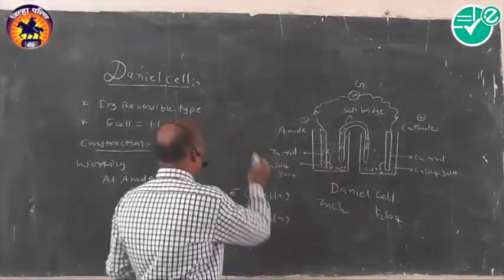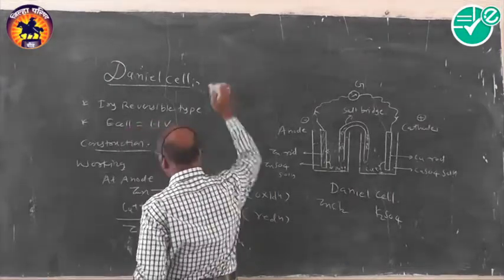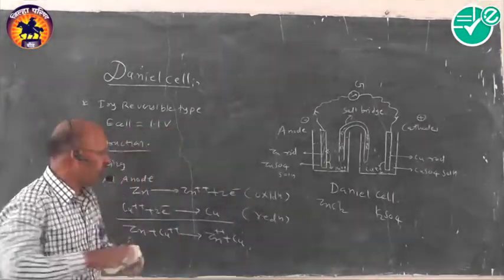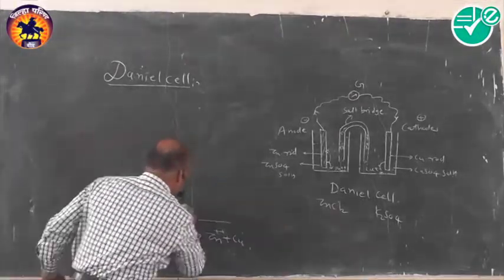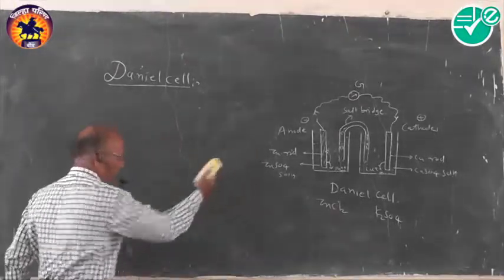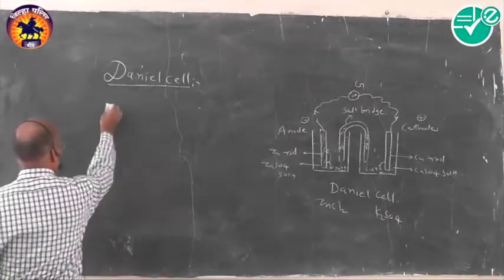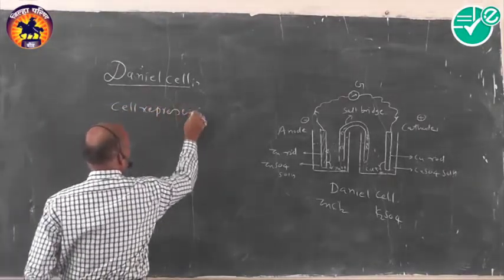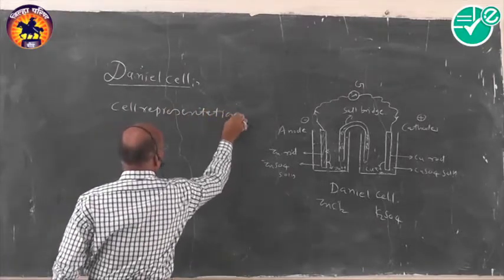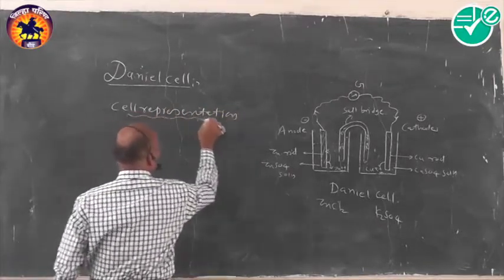Okay. Now we have to follow the cell representation for the Daniell cell. What is its cell representation? There is a mark for the cell representation. How to represent the cell? Cell representation for the Daniell cell, as per the sign conventions.